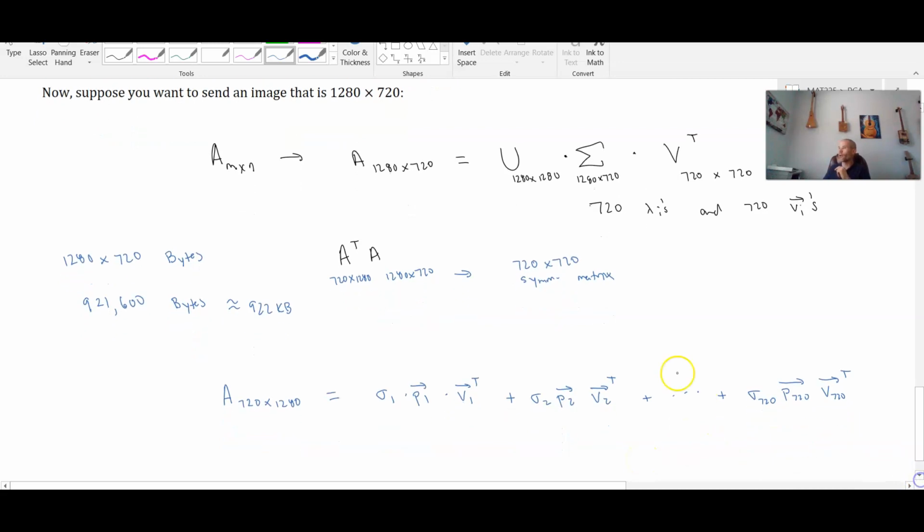But here's the cool part. Each of these sigmas, this is just one number. This is just one value.